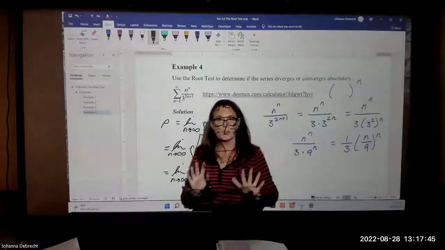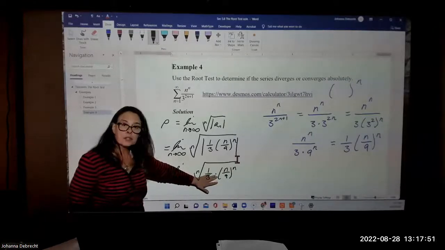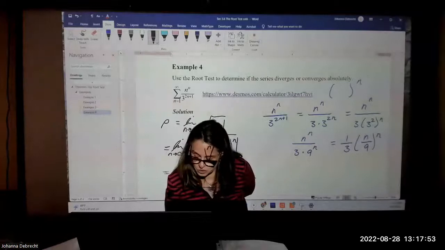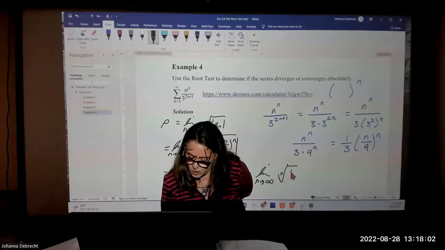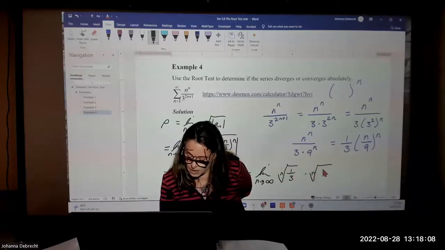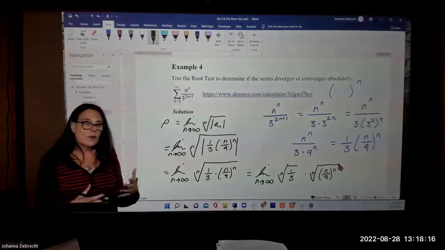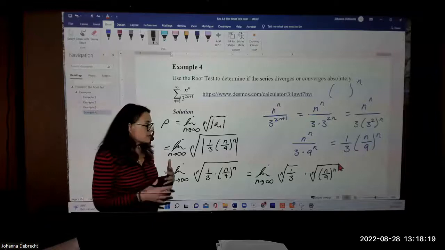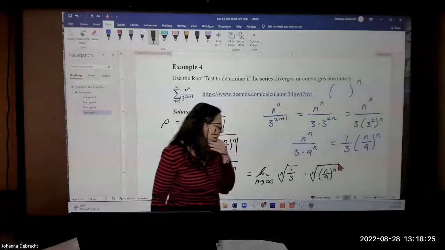Now, you need to split this up. You can only split radicals across multiplication and division, but we have multiplication. So I can split this into 2 radicals, and I can think of this as the limit as n goes to infinity of the nth root of 1/3 times the nth root of n over 9 raised to the nth power. And in fact, with limits, I can take the limit of a product and make it the product of limits. So I can split the limit across those as well. Now, what is the next thing that I want to do?